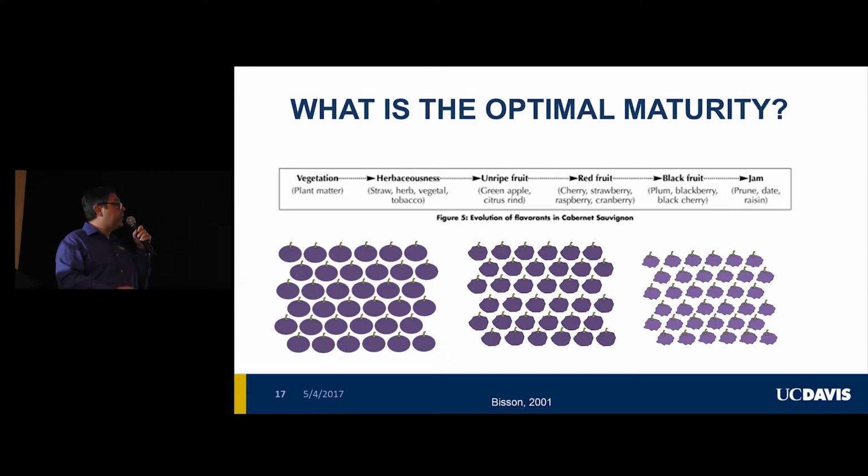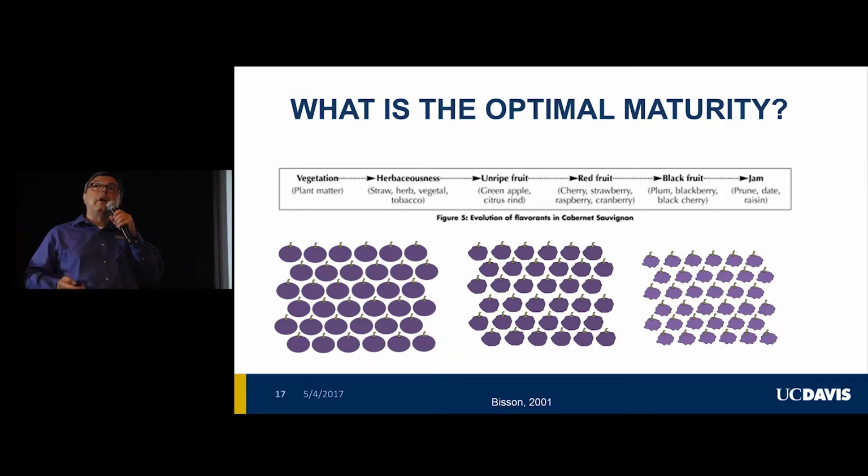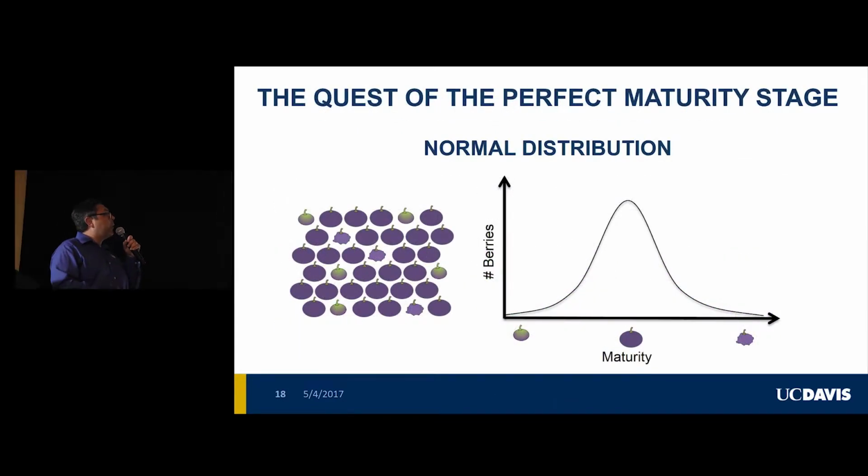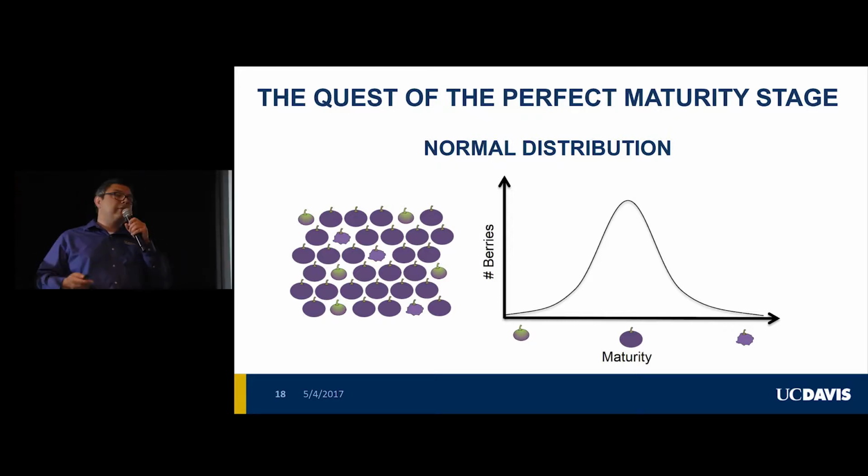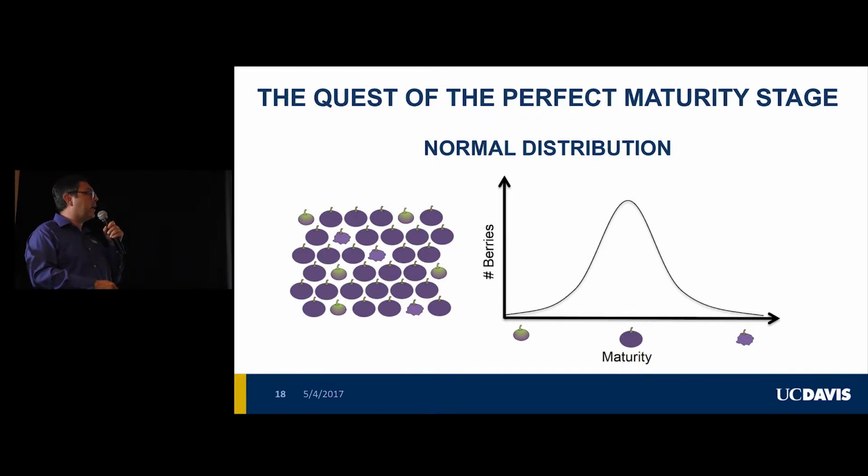So the optimum maturity will have to fall somewhere in here, and that's what we can try to manipulate based on our knowledge of the physiology. So the quest for a perfect maturity stage. In an ideal world, if we were doing this in a lab, it would be a nice bell curve. You'd have green berries on one side, perfectly plump berries in the middle, and some shriveled up berries on the other side. And they would be somewhat distributed like this.